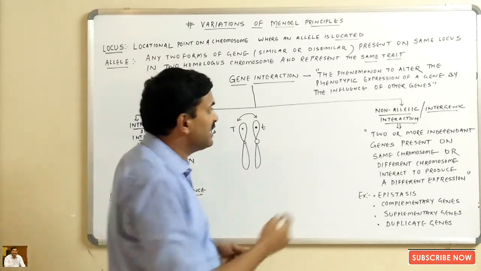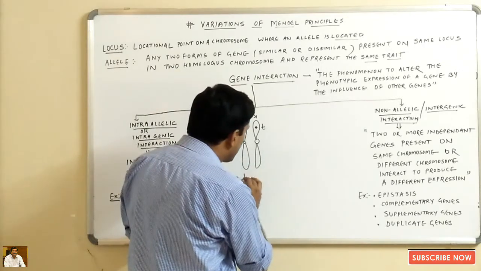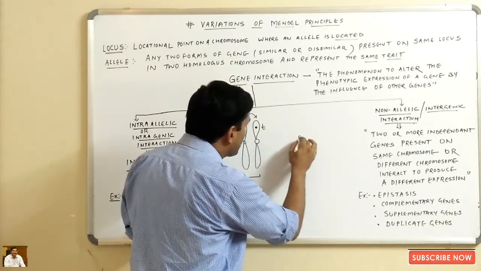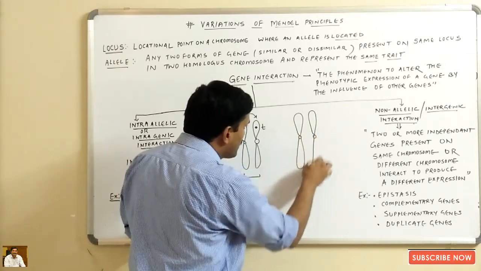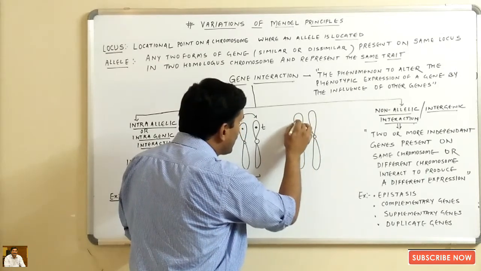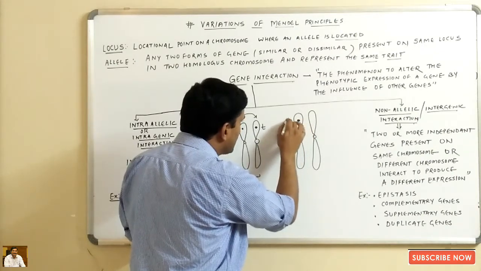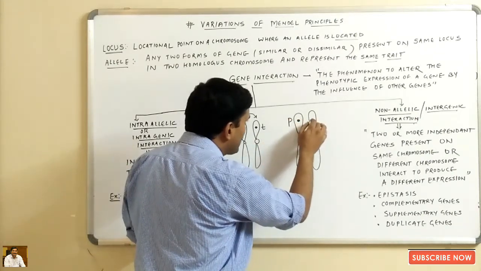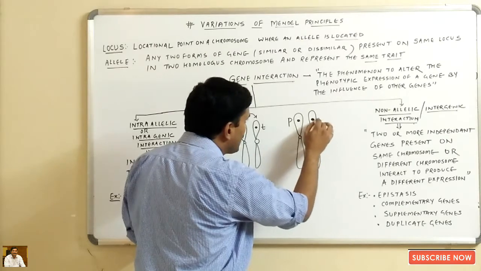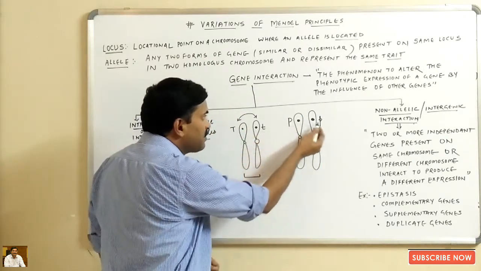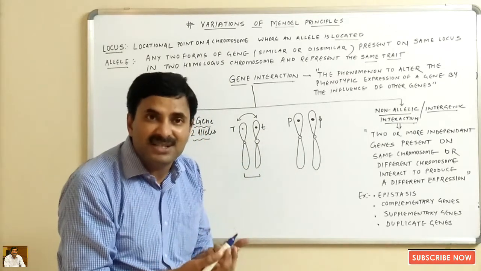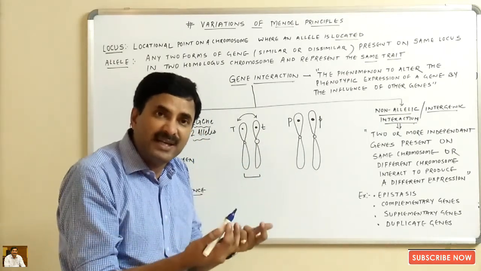Non-allelic gene interaction. Say this is a homologous chromosome pair, and this I am making another homologous pair. Say at this gene locus there is present a gene capital P, and at this locus a small p gene. Now this capital T and small t, capital P and small p, they are not allelic genes. They are non-allelic genes.